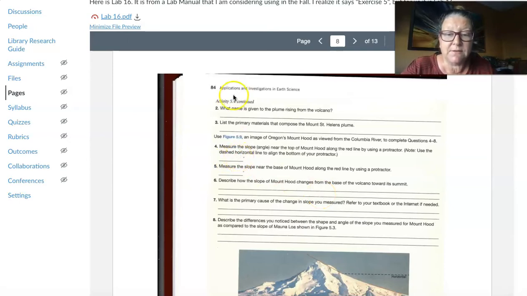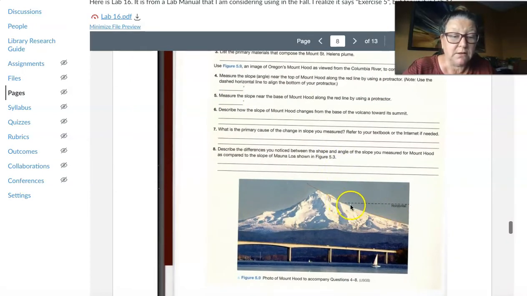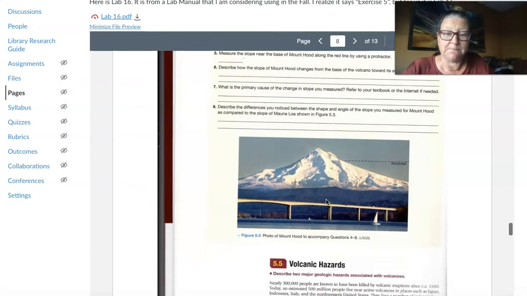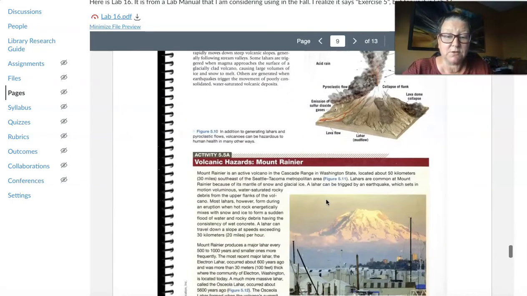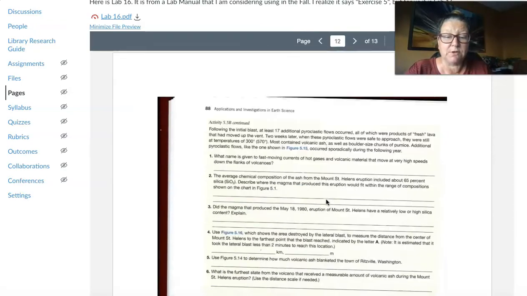So this is activity 5.4. Measure the slope near the top of Mount Hood along the red line with the protractor, and then measure the slope at the base of Mount Hood. So here's a horizontal. They've got this red line here, and then they've got this line down here. So there's a bit of a difference, you'll see. So hopefully that won't be too confusing. If you are having a hard time, just stop by my office hours, of course. So that's it. You're going to answer these questions about hazards. And like I said, I hope it's going to be mostly review.